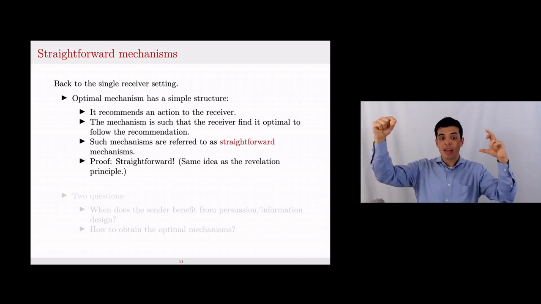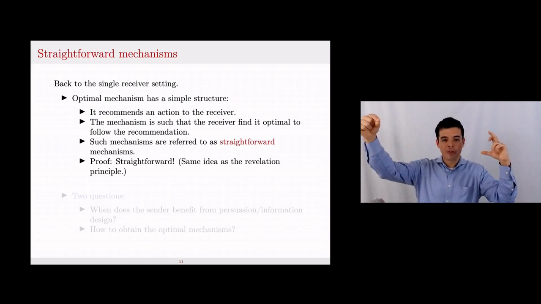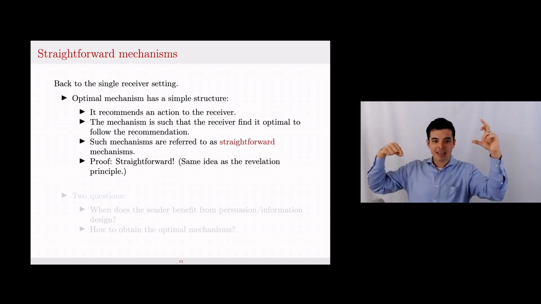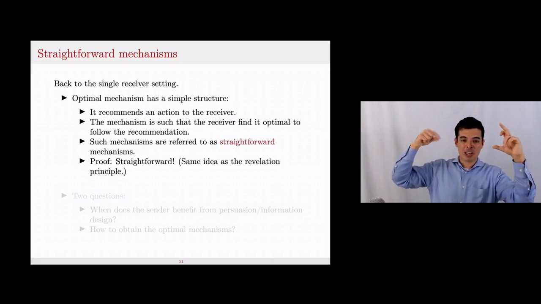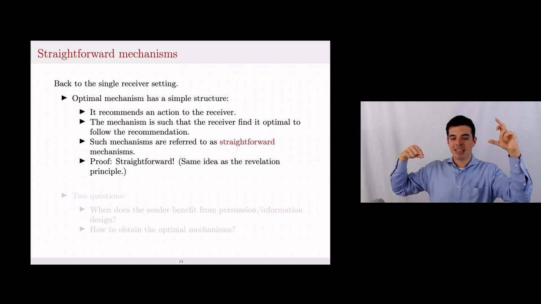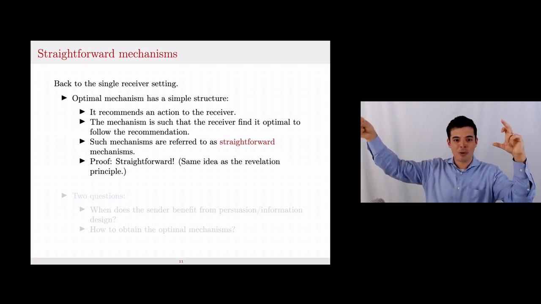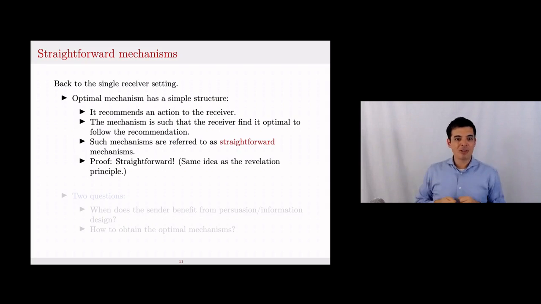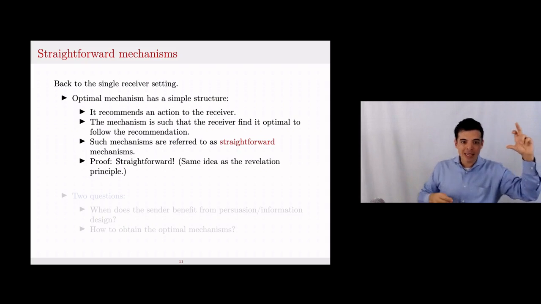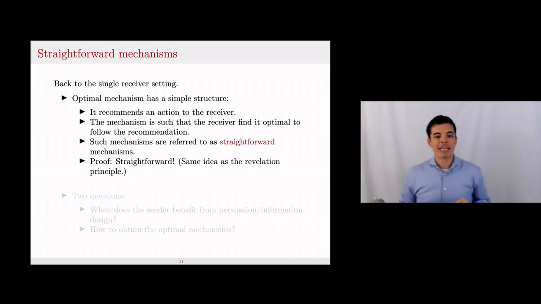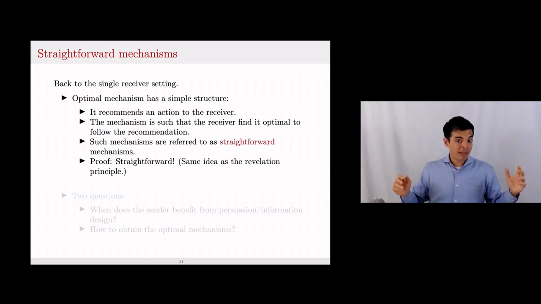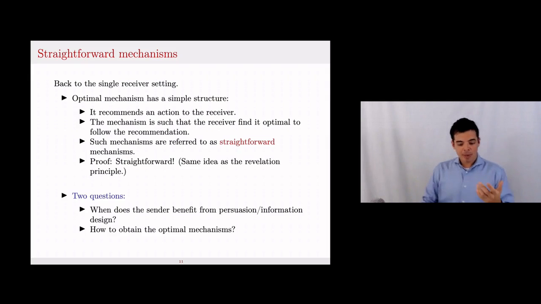In the new mechanism, the receiver will find it optimal to follow that recommendation, because this recommendation basically reveals that the signal of the original mechanism is in this set of signals which trigger the agent to take the corresponding action anyway. So if I directly reveal that to the agent, she will still find it optimal to take the corresponding action, which implies that I can start with any mechanism and construct the corresponding straightforward mechanism that is payoff equivalent. If that is the case, when I'm searching for the optimal mechanism, I can restrict attention to straightforward mechanisms without any loss. But there are still two questions.